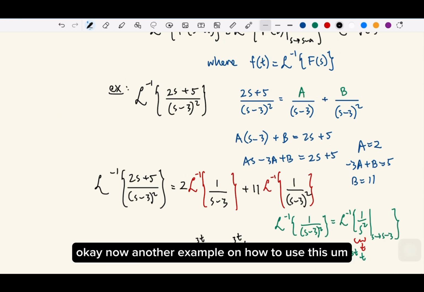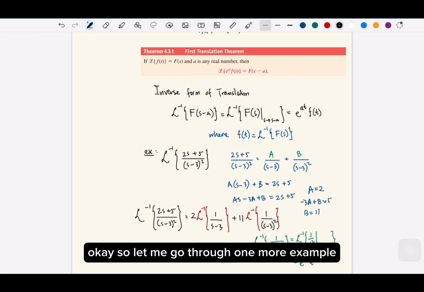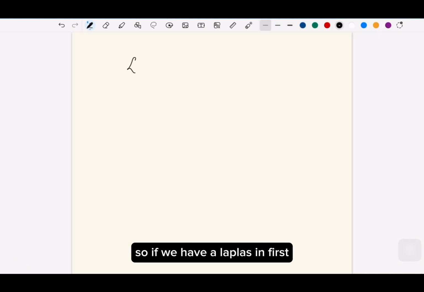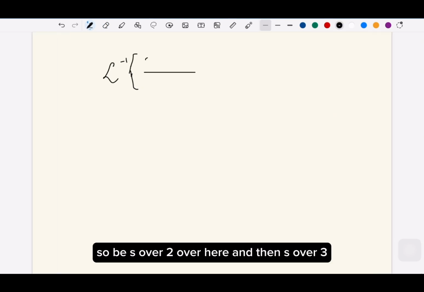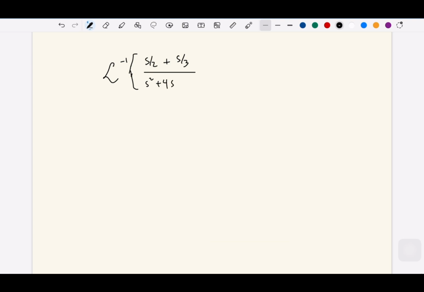Okay, now another example on how to use the translation inverse. Let me go through one more example. If we have a Laplace inverse of (2s plus 3) over (s squared plus 4s plus 6).